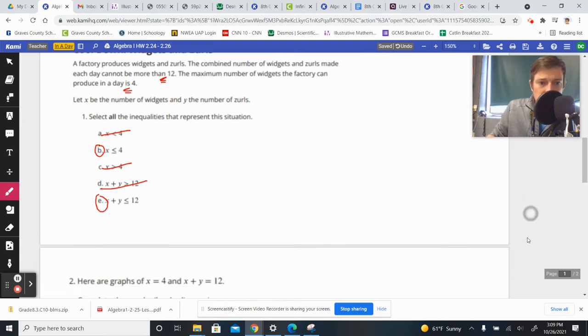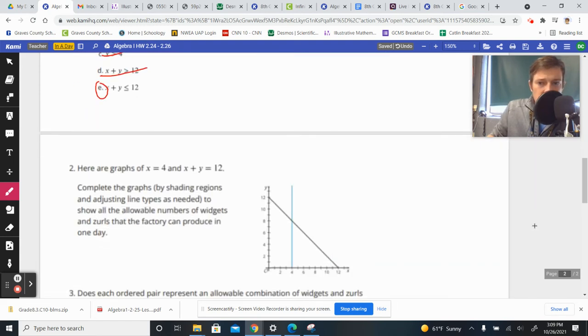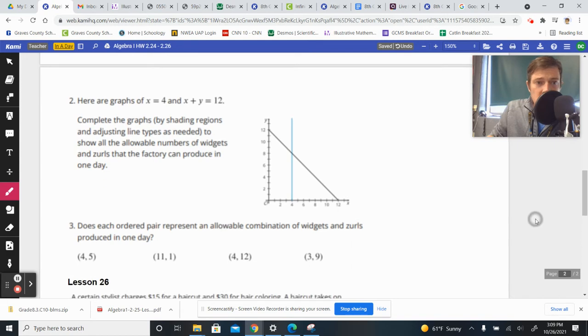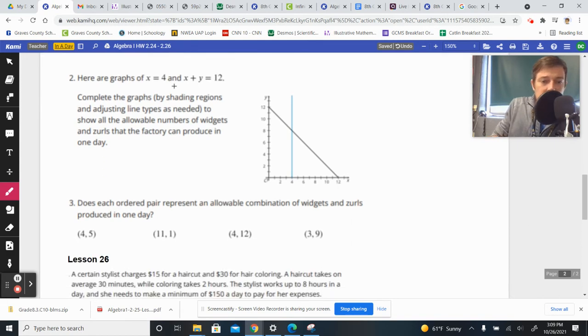That makes sense. And let's go on to the next part of this, which is on the back side of your page. We got two graphs of them as if they were equations. So x equals 4 is the blue line. x is always 4 along that vertical spot. And x plus y is 12.